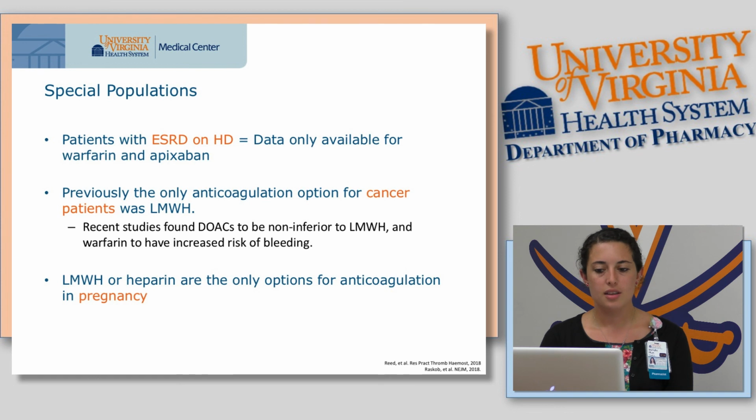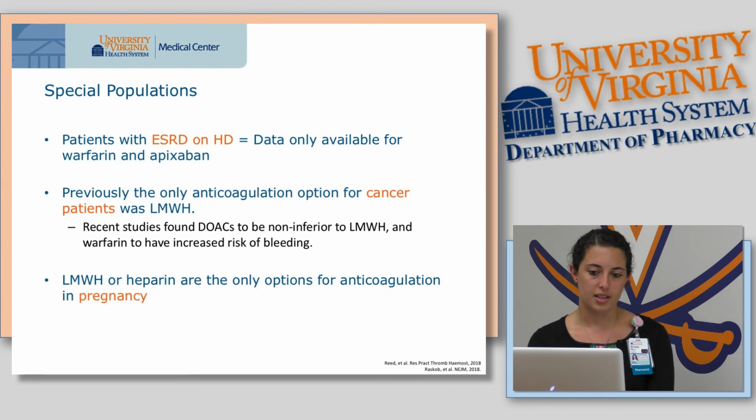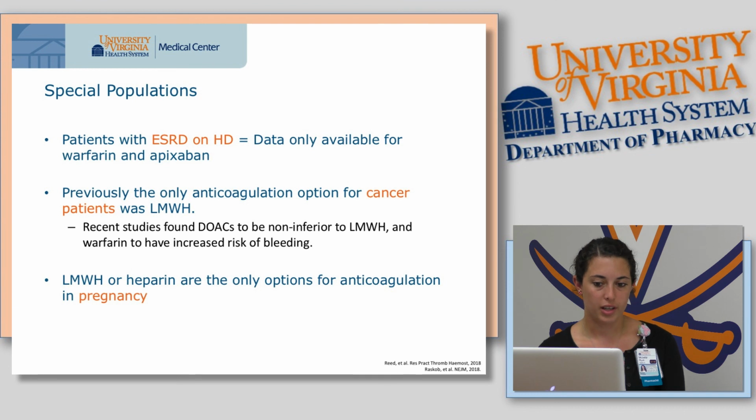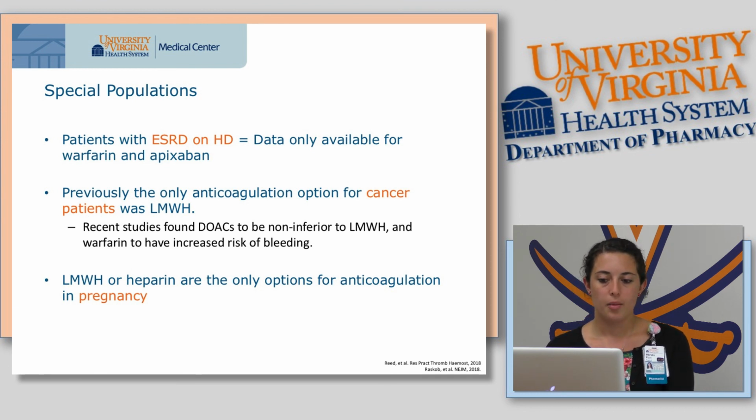Also, cancer patients. Oftentimes patients with cancer are at a higher risk of clotting, and so many of them require anticoagulation. And recent studies with DOACs were found to be non-inferior to low molecular weight heparin. But right now, the only actual labeled indication that we can use for these patients is low molecular weight heparin. But when we compared that with warfarin, there was actually an increased risk of bleeding. So in the past, we really could only use warfarin or Lovenox in these patients, but these recent studies were actually non-inferior, and so this could also be an advancement for this patient population, similar to the HD patients.